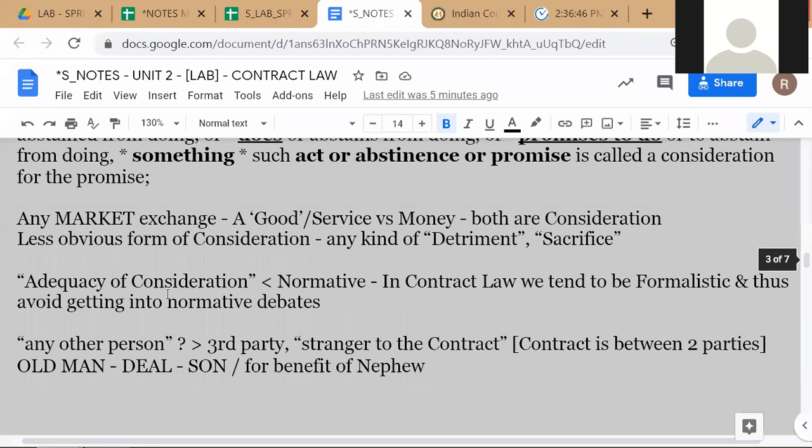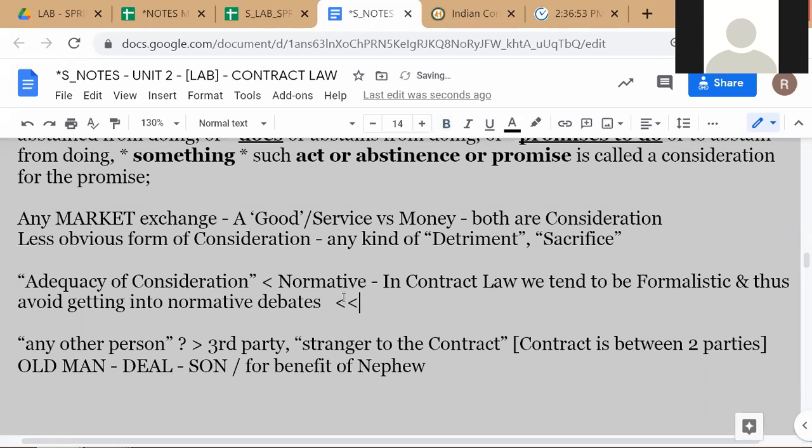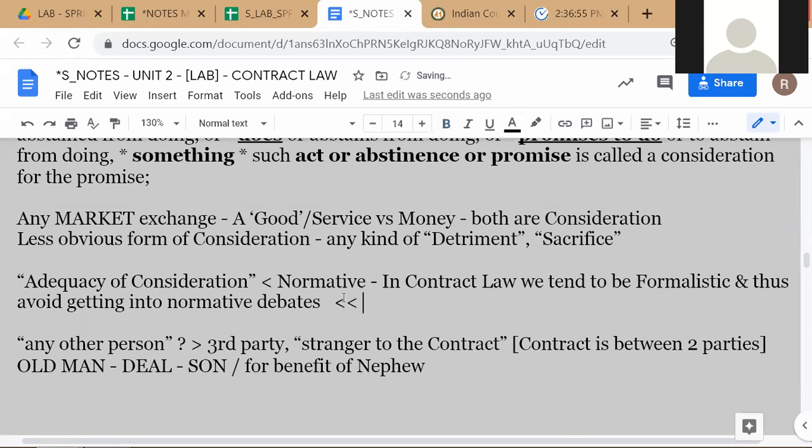Okay, so I'll just come up with one more point. I just mention it here, and then I'll come back once I finish explaining. So the question that Soumya asked is related to a very important principle, which is called freedom of contract.